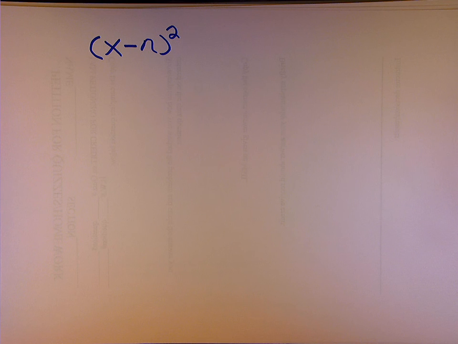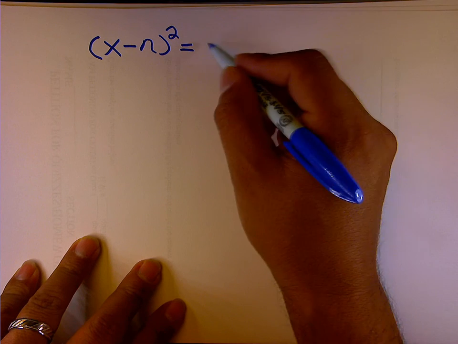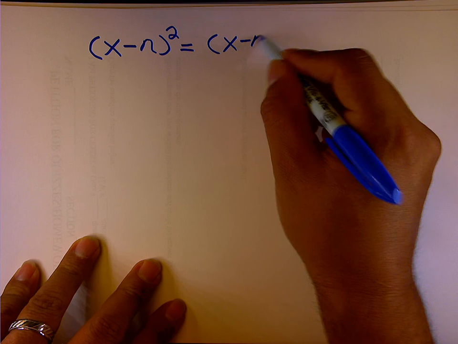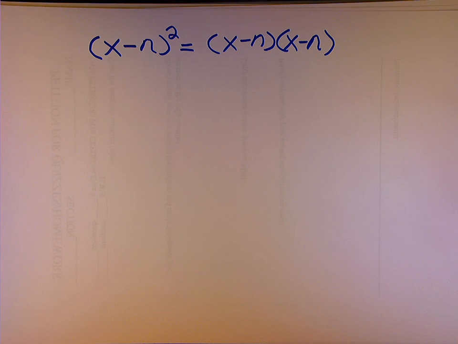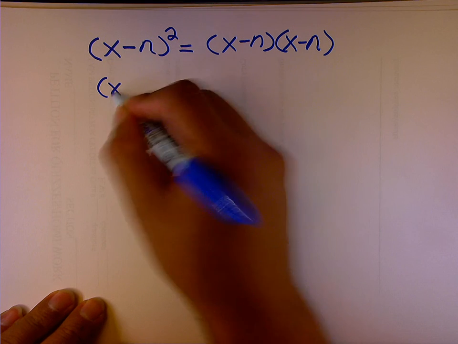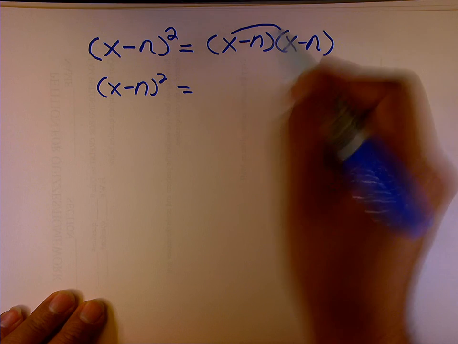Now, what I'd like you to notice is I'm going to expand this out just using the property of exponents to start with. That squared says that this is (x minus n) times (x minus n). So, on my left side, I have it in the factored form, and on the right side, I am going to expand it out. Leaving the left side alone, on the right side, I will expand using FOIL.